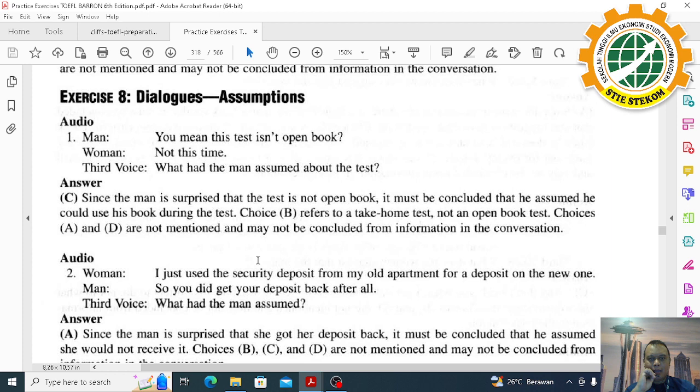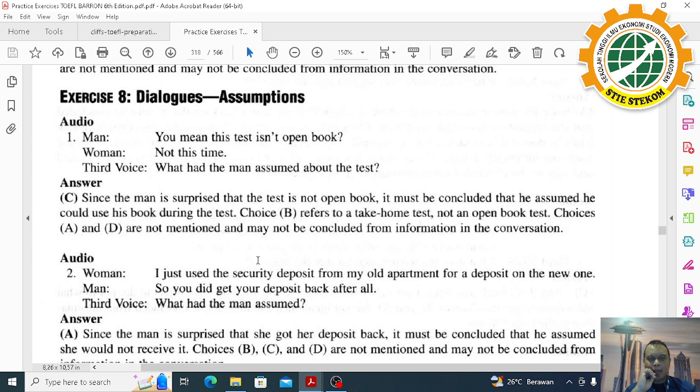So you did get your deposit back after all. Yeah, surprise, she got her deposit back. Number 3, you are going out with Phil again just for lunch. What had the man assumed about the woman? Yeah. So the man is surprised that the woman is going out with Phil again. It must be concluded that he assumed she would not start dating Phil again.